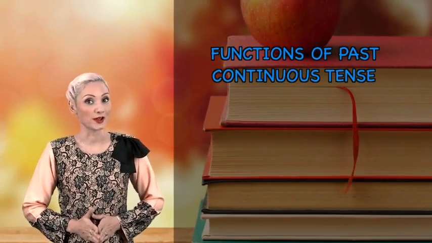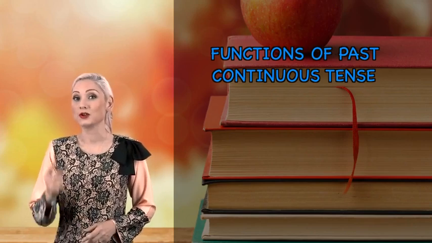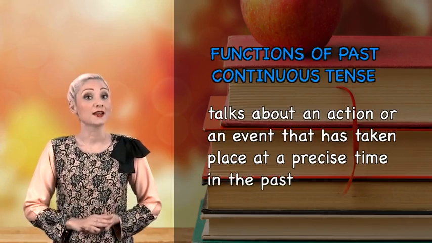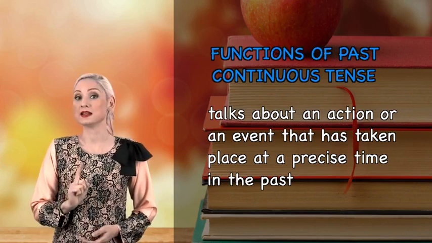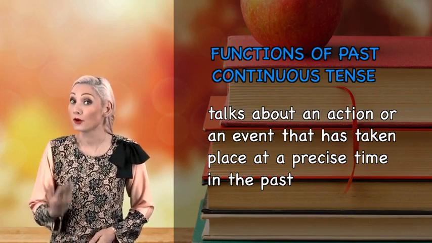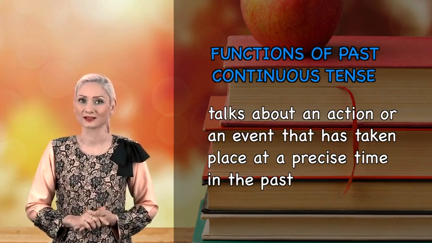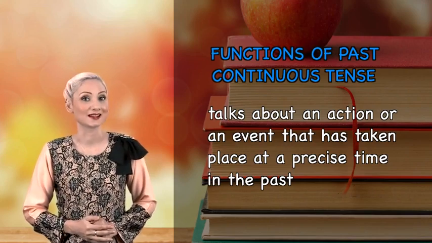There are several situations where we can use the past continuous tense. First, we use the past continuous to talk about an action or an event that has taken place at a precise time in the past. This means that the action took place before that particular time and it went on for a short while after that. To have a better picture of this function, let's take a look at this example.